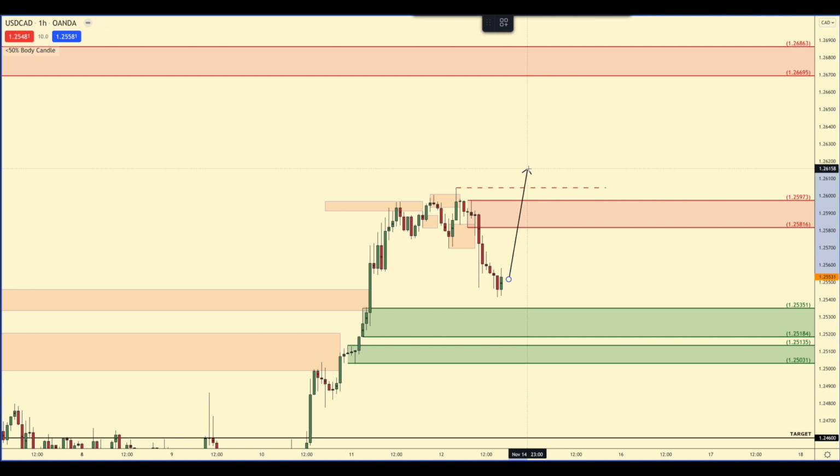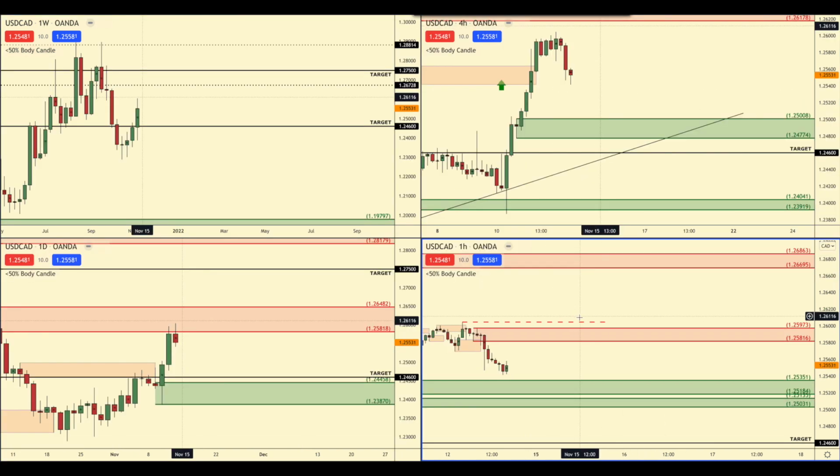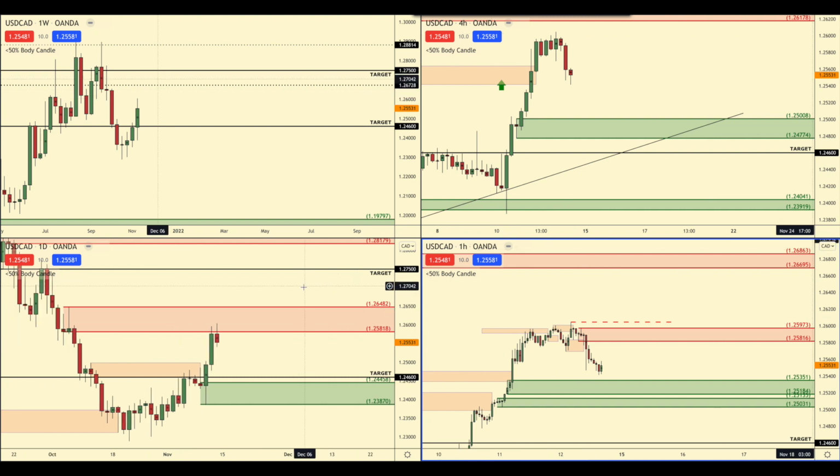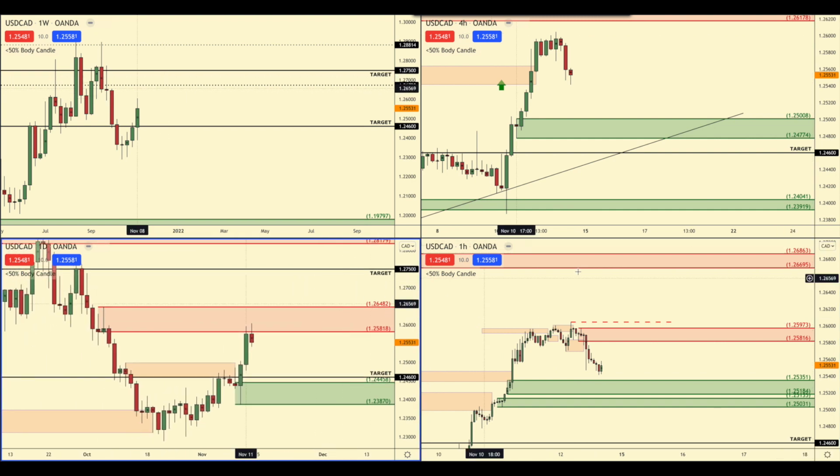So waiting for that high to be removed, and then I'll be on a 15-minute chart buying pullbacks to the upside, and like I said, my target would be 1.275.